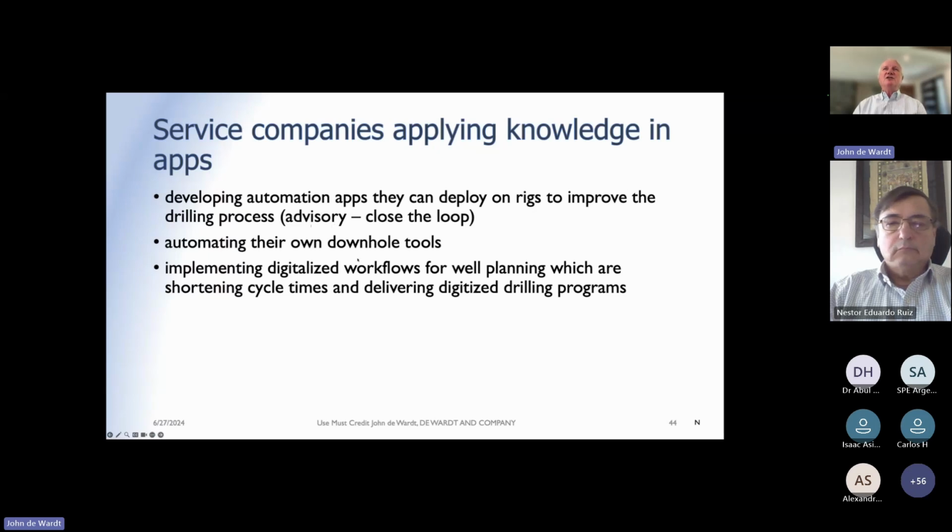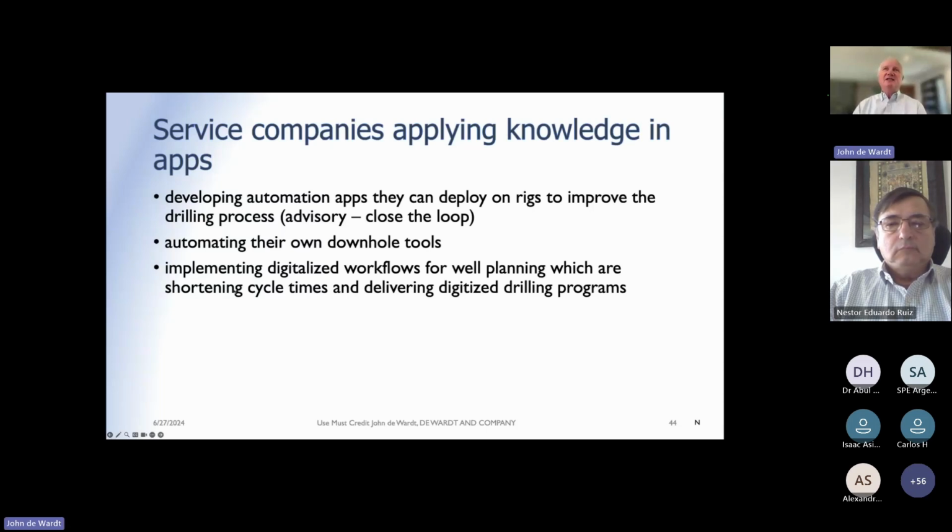They're automating their own downhole tools quite significantly. And they're implementing digitalized workflows for well planning, which are shortening cycle times and delivering these digitized well programs. And digitized well programs can then feed through the system into the automated systems on the rig. So you get this complete connection. Get rid of PDF files, get rid of Excel spreadsheets.